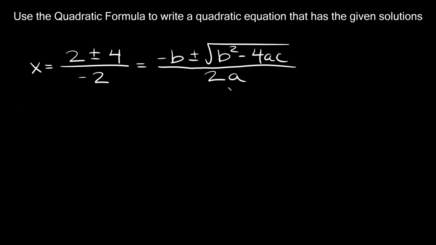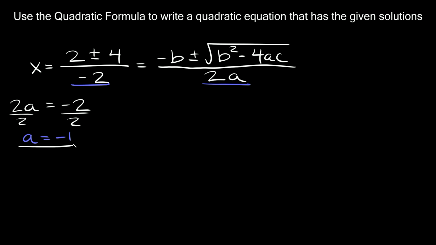So we can set the denominators equal to each other again, right? We can say 2a is equal to -2, right? So we'll say 2a is equal to -2. Divide both sides by 2, so we get that a is equal to -1. All right, there's one solution. What else do we know?